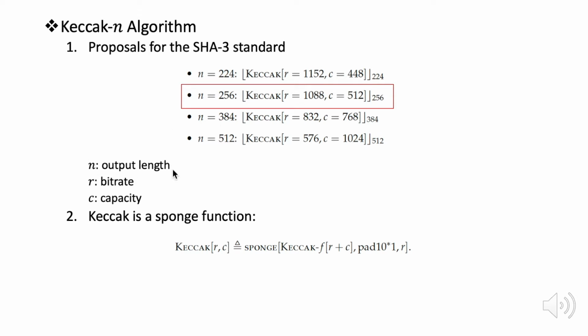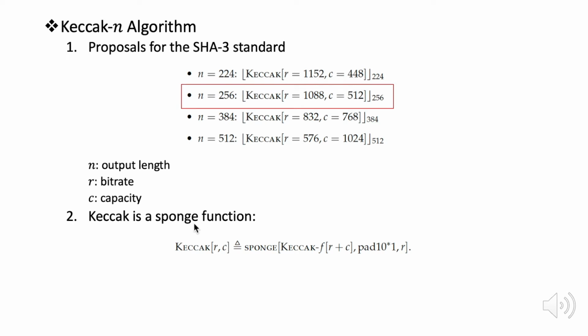n is the output length, and R here is the bit rate, which is the number of bits of the message we process in each round of the algorithm. C is the capacity, which is related to the security level. The details and structure of the algorithm are the same for these four kinds, but the parameters are different. Now let's see what the Keccak function is.